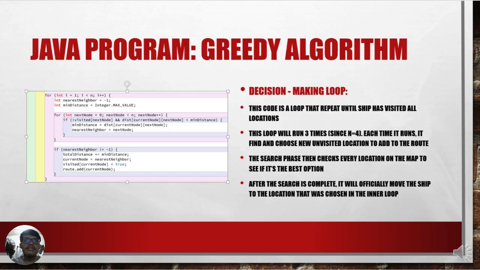The third step is the decision-making loop. This code is a loop that repeats until the ship has visited all locations. And this loop will run 3 times since distance length is equal to 4. Each time it runs, it finds and chooses a new unvisited location to add to the route. The search phase checks every location on the map to see if it is the best option. After the search is complete, it will officially move the ship to the next location that was chosen in the loop.